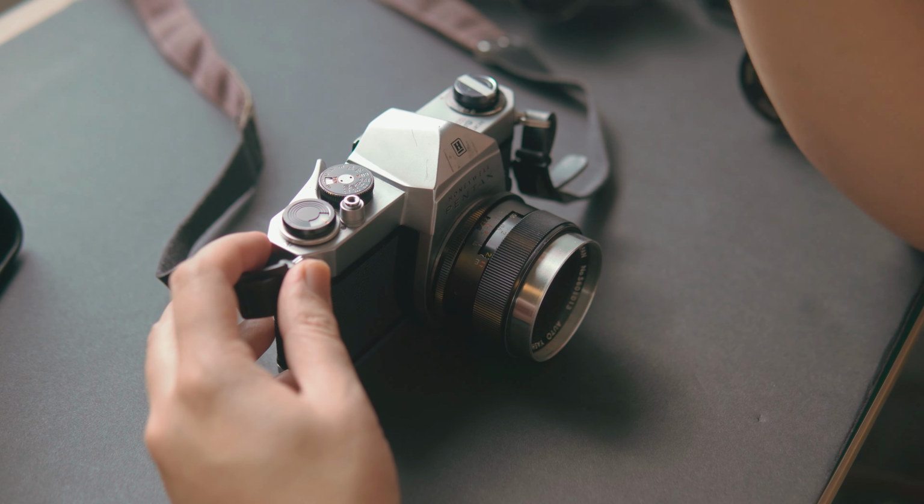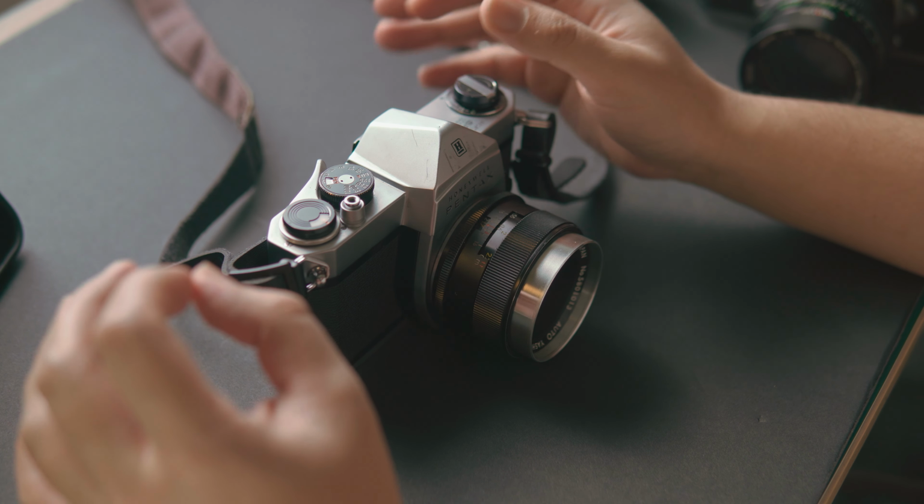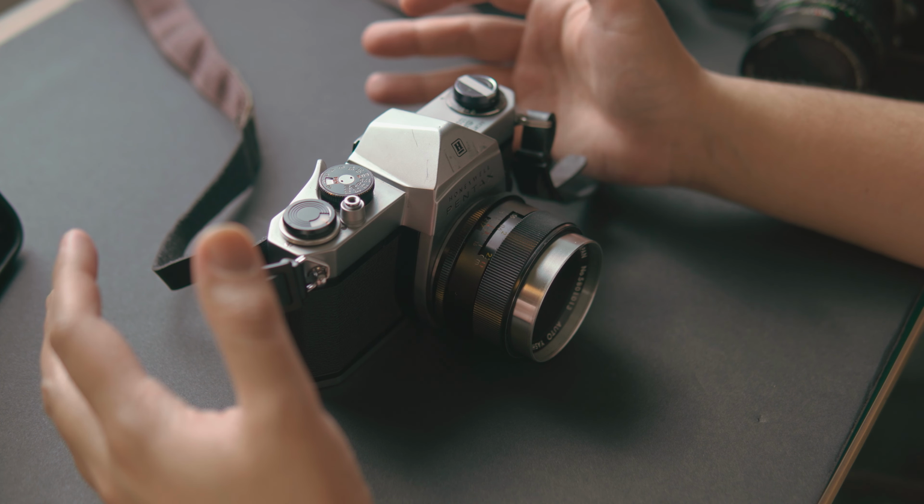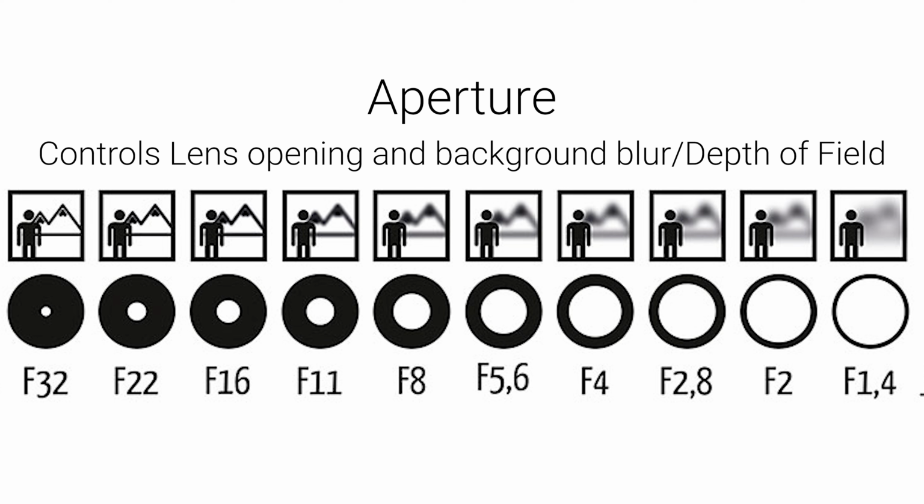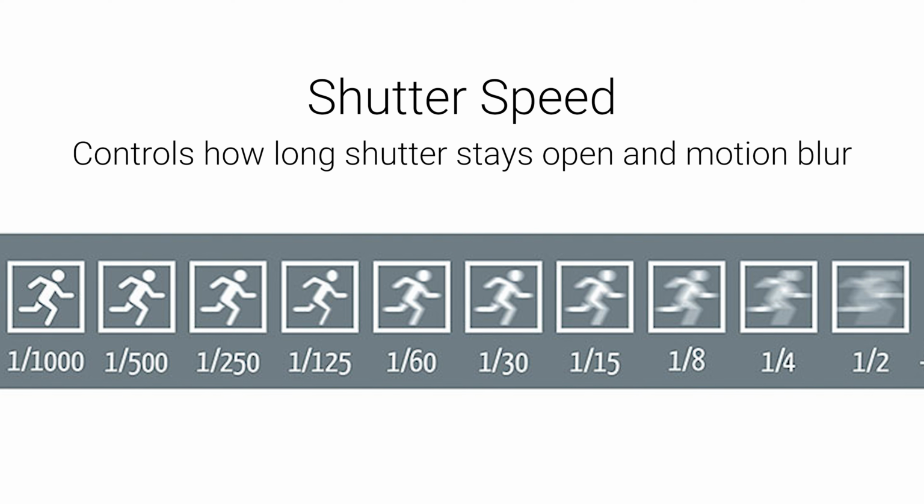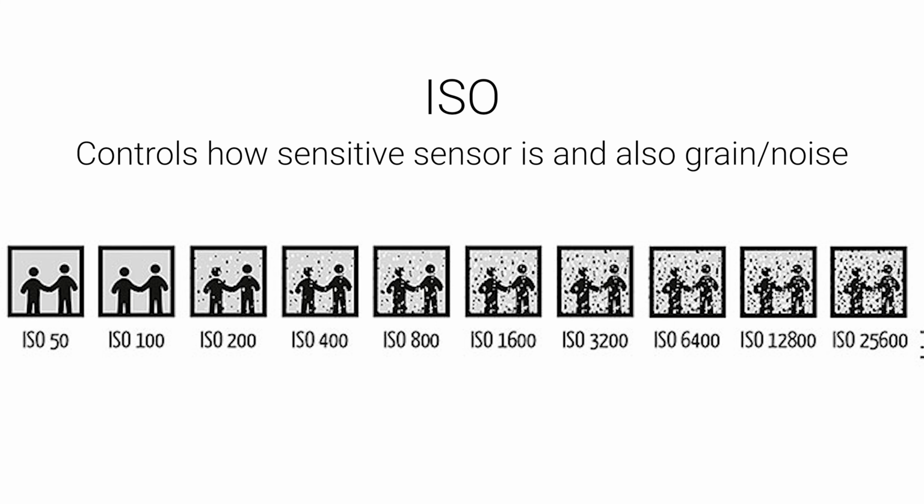Alright, so the first thing, and I believe the most important thing that you need to know, is the exposure triangle. Now, what is the exposure triangle? It refers to aperture, which is how wide the opening of the camera is, or how much light enters your camera. Shutter speed, which is how long your film or your sensor is exposed to that light. And ISO, which means how sensitive to light your film or your sensor is.